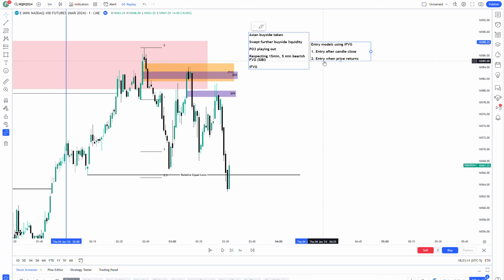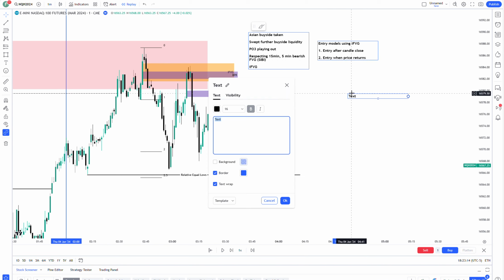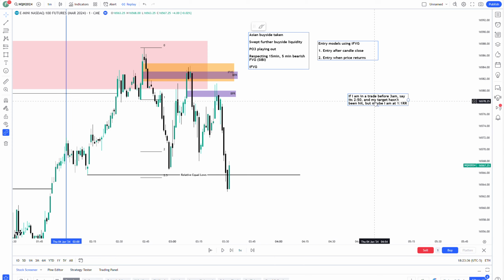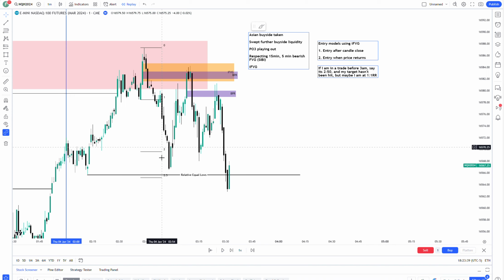Now, one thing when trading London session, which back test this for yourself, forward test this, and this is what I personally do. If I'm in a trade right before 3 a.m., say it's 2:50 and my target hasn't been hit yet, but maybe I'm at like a 1-to-1 risk to reward, I always take partials and move my stop loss to break even, right? Just in case. Because what you notice here, just look at this, the 2:59 and 3 o'clock candle, 3 o'clock leading up to about 3:10, the first 10 minutes, there's a lot of volatility injected into the markets and a lot of volume.